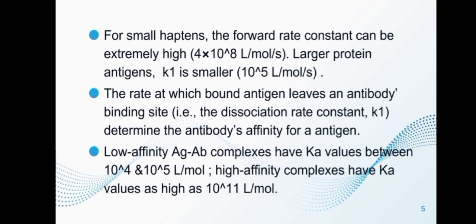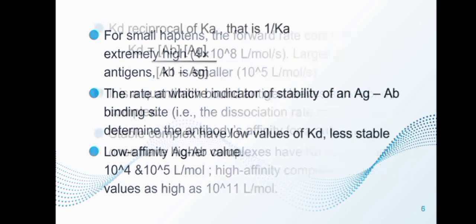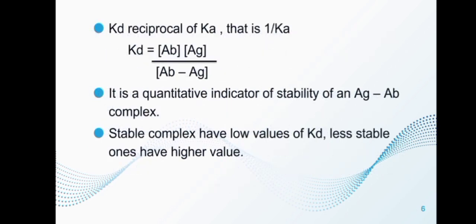Low affinity antigen antibody complexes have Ka values between 10^4 and 10^5 liters per mole, whereas high affinity complexes have Ka values as high as 10^11 liters per mole. The equilibrium constant for the dissociation reaction is the Kd, the reciprocal of Ka, that is 1 by Ka.